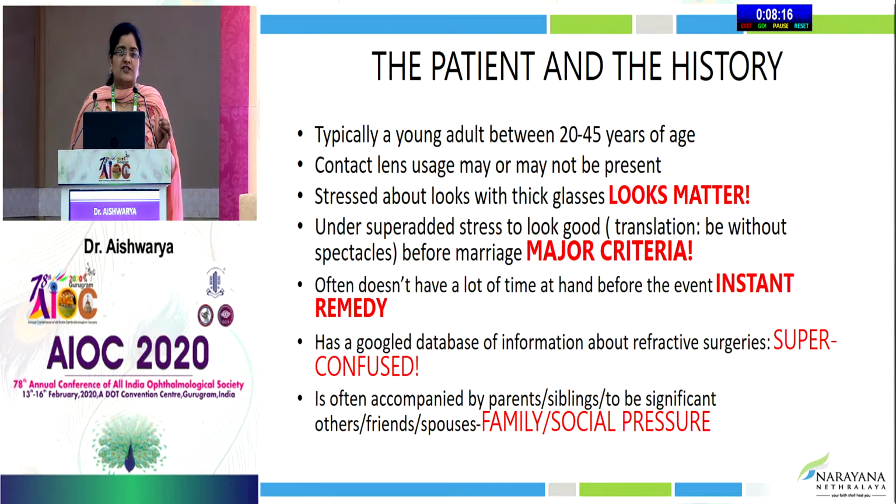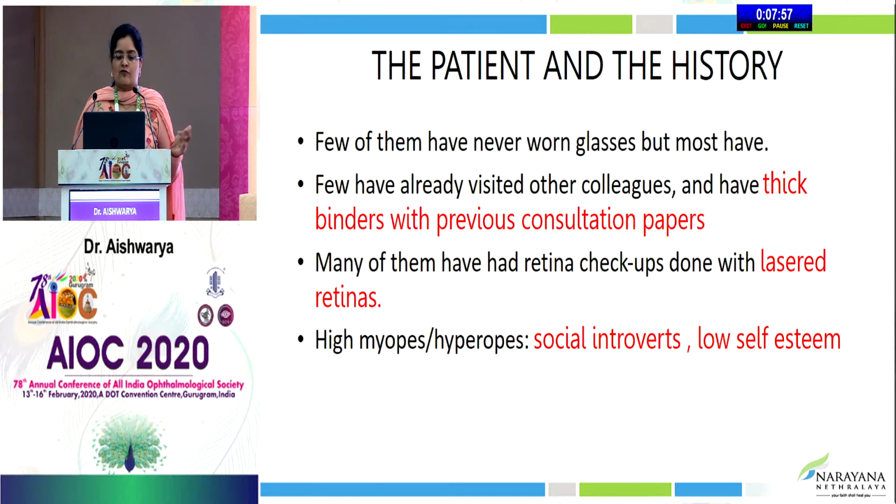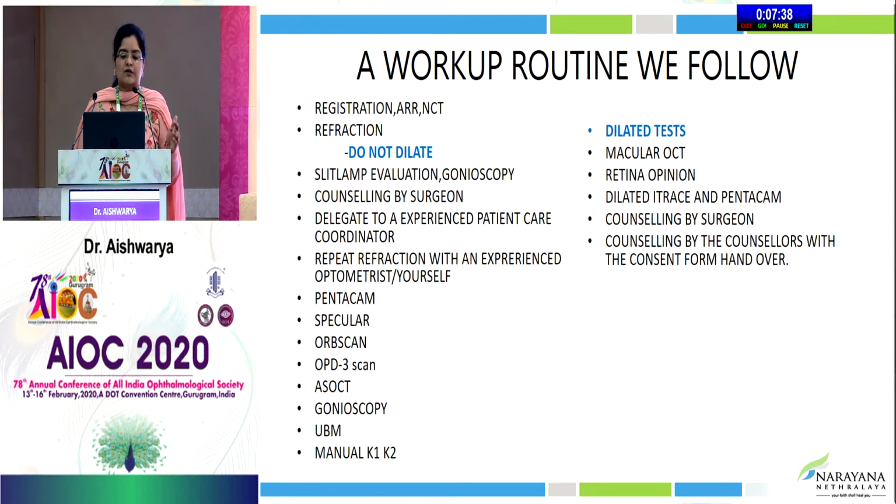The patient is very, very particular. My looks matter. Getting married with glasses is not an option. I need to get rid of my glasses. Patient is highly confused with the Google history, and patient is often accompanied by a lot of people like parents, siblings, to-be significant others, friends, spouses. There's a lot of pressure on the patient. Patient comes with a big binder with previous consultations as well. These patients are social introverts and have low self-esteem. So there is an emotional and a psychological angle to all these patients, which needs to be considered while we are talking and counseling these patients.